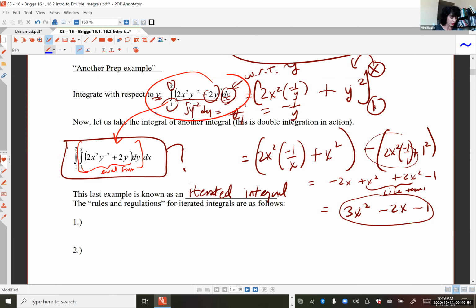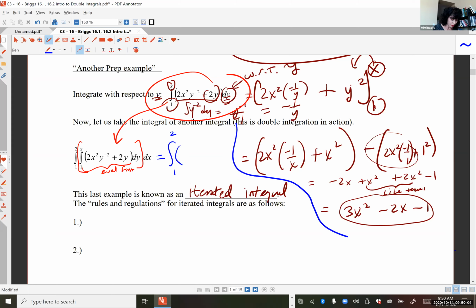Cool. So I don't want to do it all over again, because then I'll just waste valuable time. I mean, you can if you want to for practice. So what I know is I still have the outermost integral, and this stuff goes over here. And I did that. I got what? 3x squared minus 2x minus 1. And then the variable of integration for the outermost integral is dx. Well, it better be, because we're almost done.